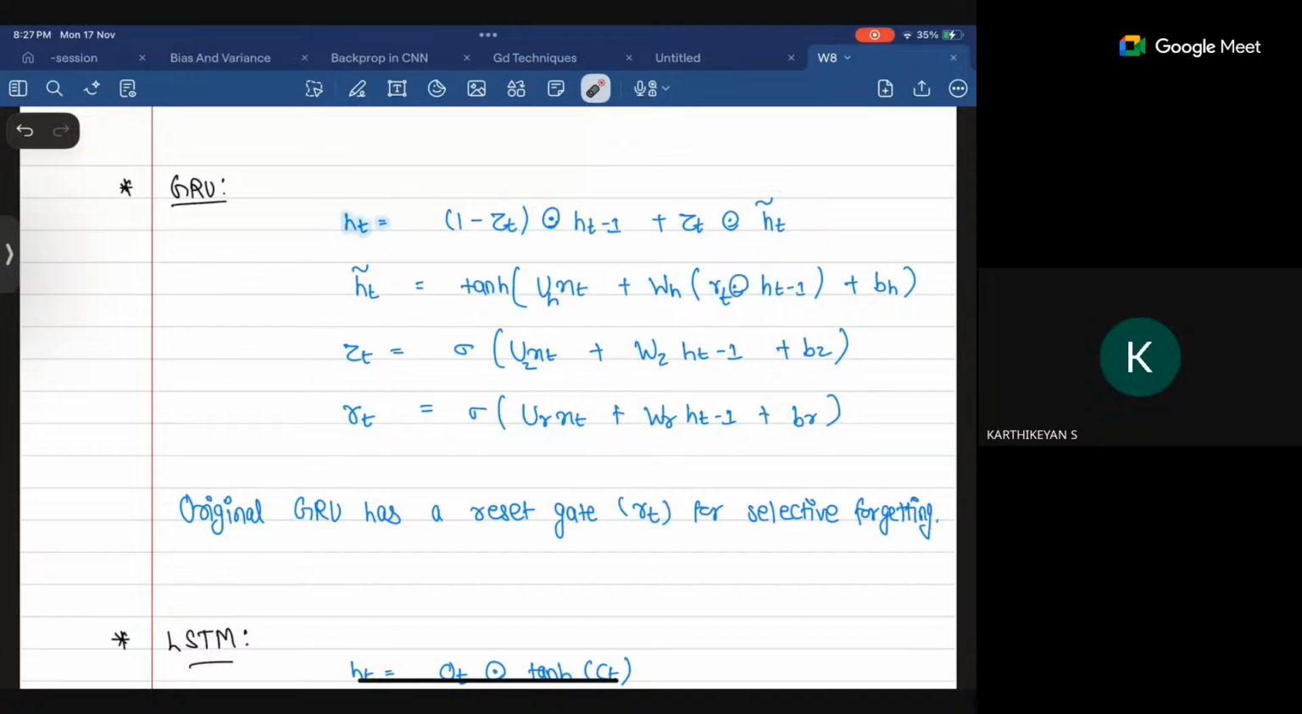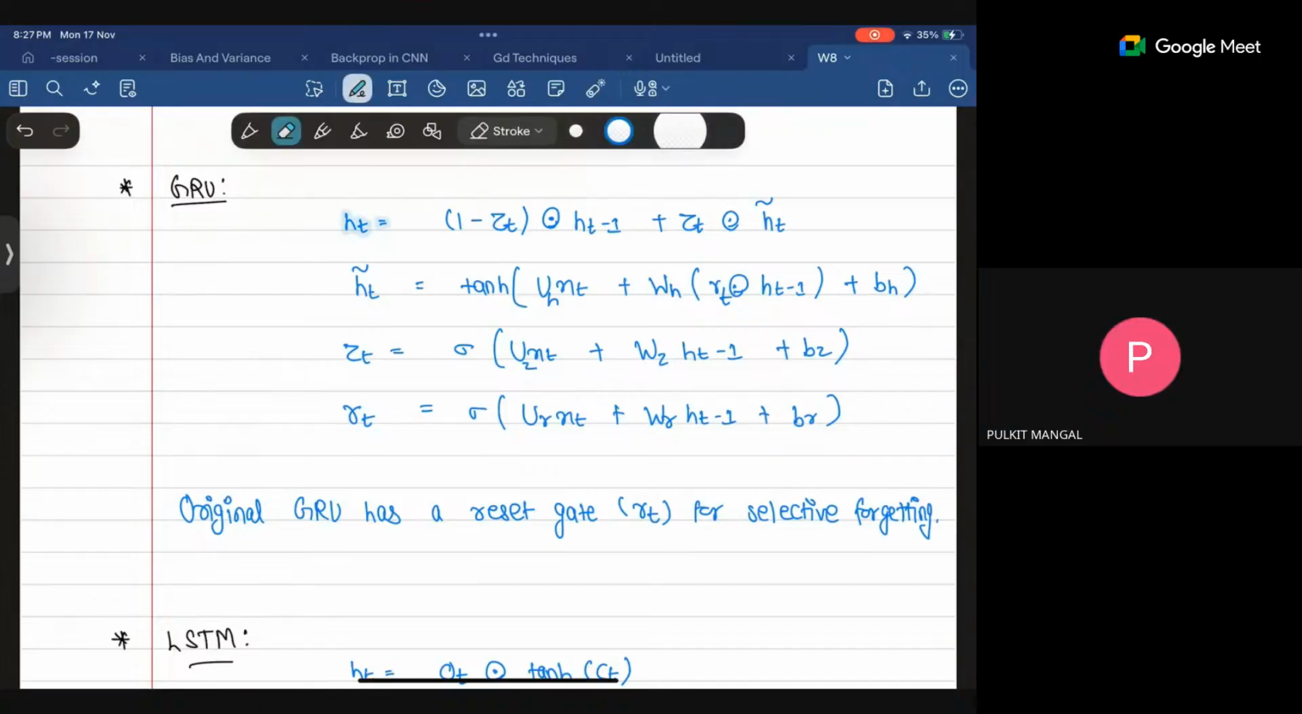What is the difference between this zt and rt equation? Only the bias term, is it? No. See, Wz and Wr are similar, only their parameters are different. Here we have Uz, and the learning will be different in zt, otherwise the xt and ht-1 are what is being used. So that's what I said.